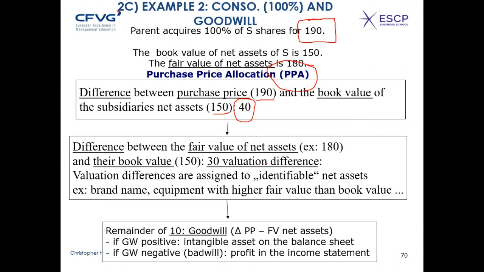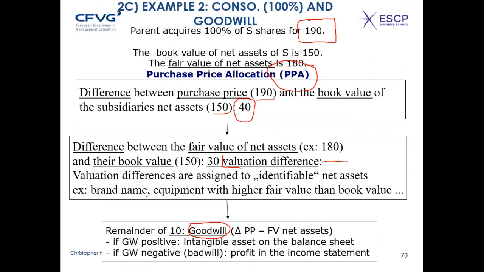And then the 40 can be explained by 2 reasons. Remember the 2 that I mentioned. It's either based on a valuation difference or the difference is based on goodwill. And actually, the goodwill will be identified as the remaining value. That means I have a total difference of 40. And first, I will check if I have valuation differences. And if I do have valuation differences, I will deal with them. Remember, valuation differences are accounting errors, so to speak. So I will correct the accounting errors.